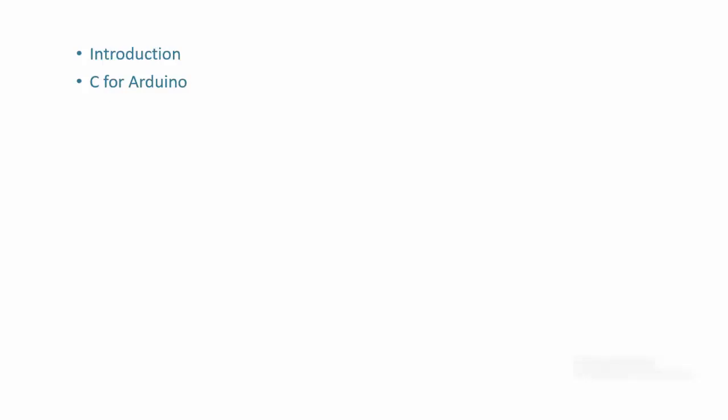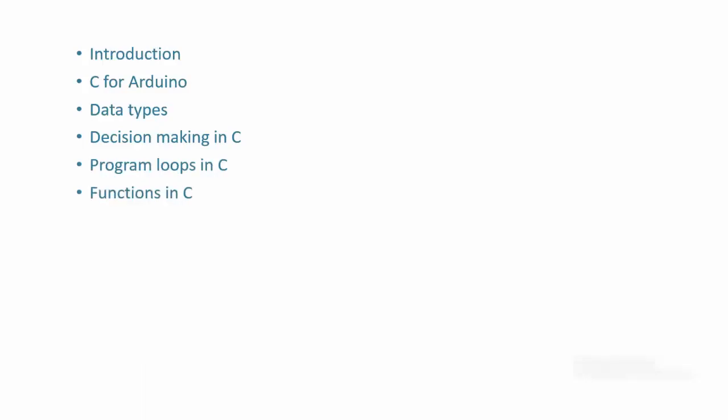The third chapter is very interesting and it discusses data types. Chapter 4 teaches you about decision making in C. Next, we will discuss program loops in C. Chapter 6 introduces functions in C. Chapter 7 is about storage classes and scope. In Chapter 8, you will be introduced to pointers.